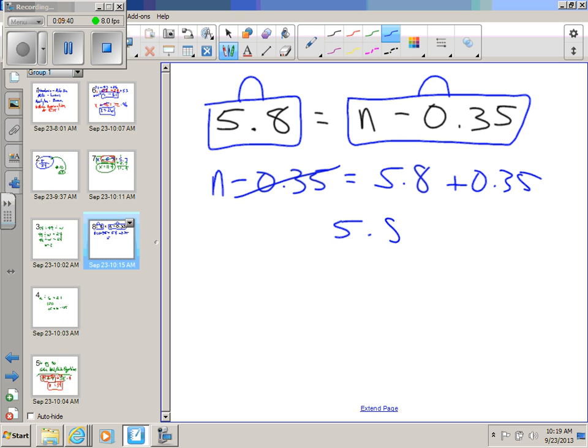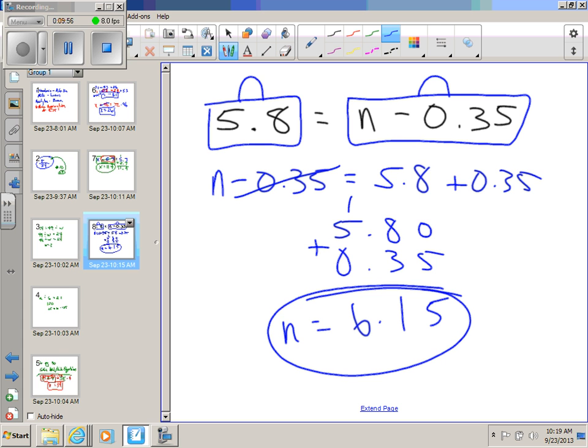And I better make sure to do what? Line up the decimals, right? So just add a 0 there to tidy things up. 5.11 plus 0.35 means n should equal 6 and 15 hundredths. Now again, you want to double check, plug it in. Should that make some kind of logical sense to you? Okay. Any questions so far on the basics?